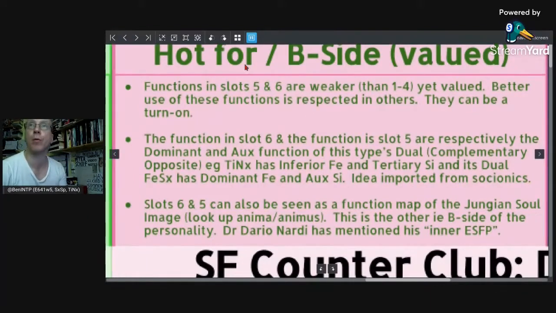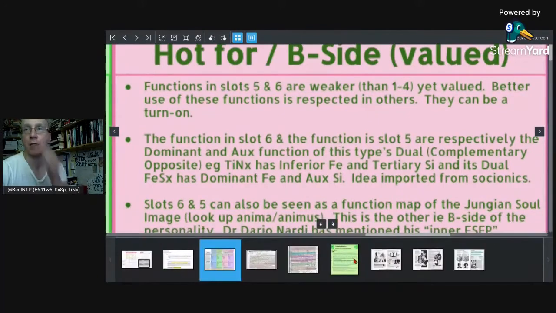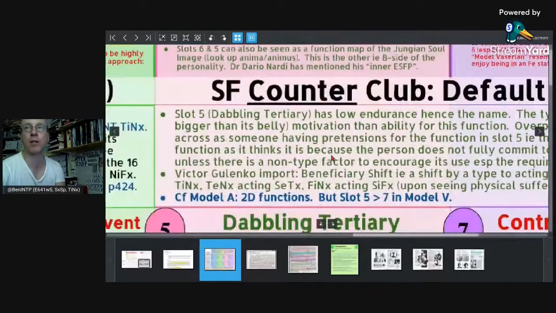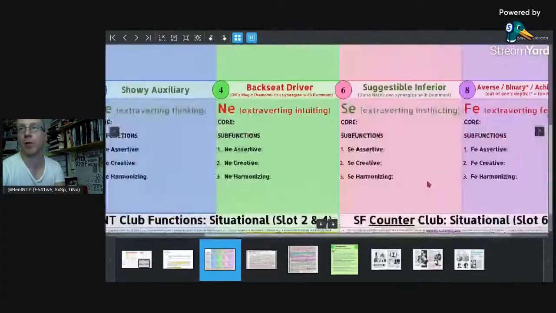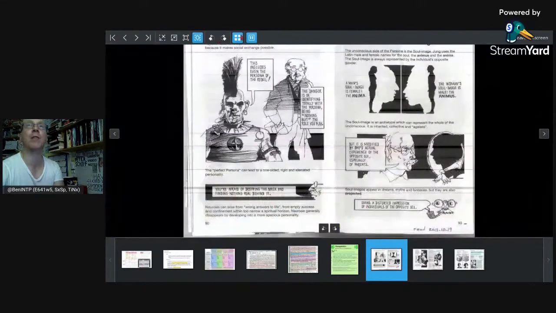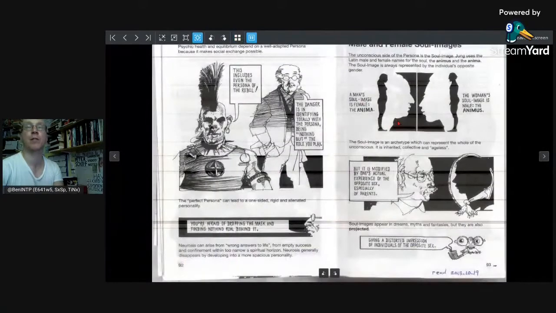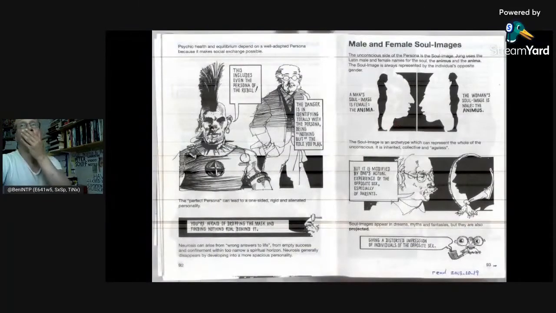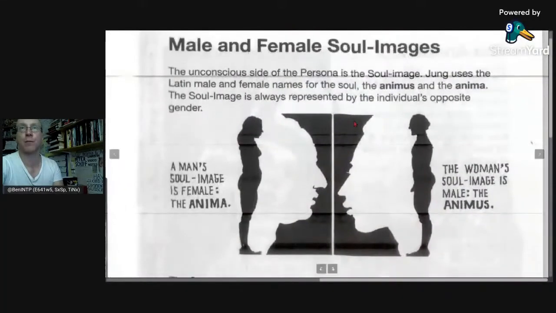Right, so the slides, I'll get to those in a moment. Or will I do it right now? Right. I'm going to do it right now, and I need to remember to get back to this. So I'm going to do it now, because I mentioned the anima and the animus. This book. So, the soul image.